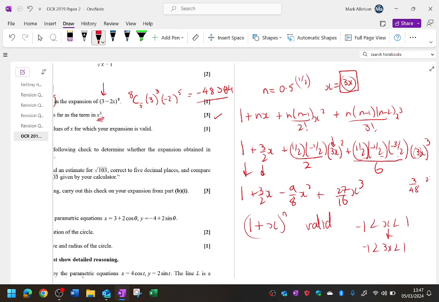But it says when it's valid in terms of x, so we can divide both sides by 3, so minus a third and a third. So it's valid between minus a third and a third. Okay, so that's part B.